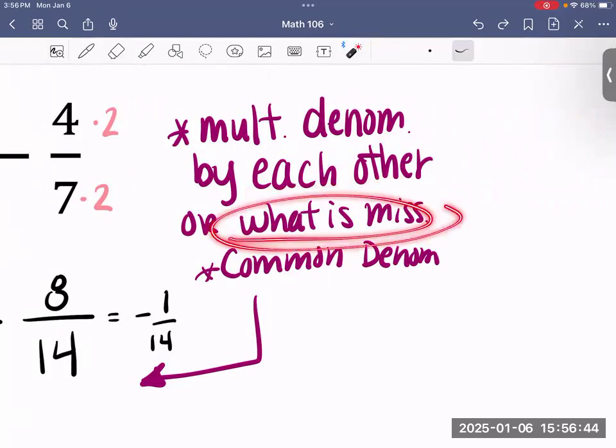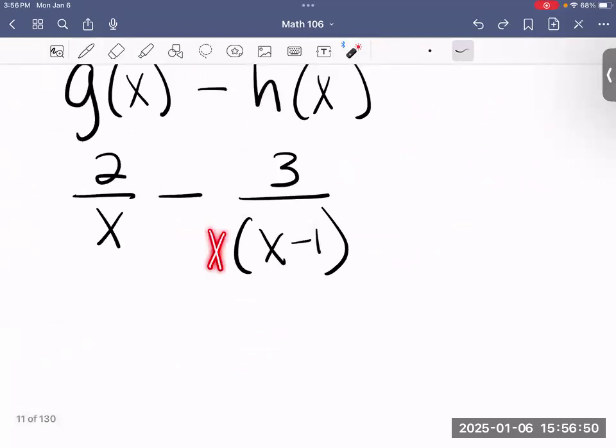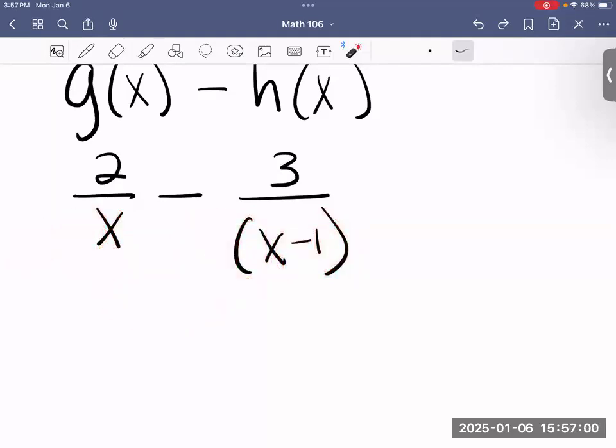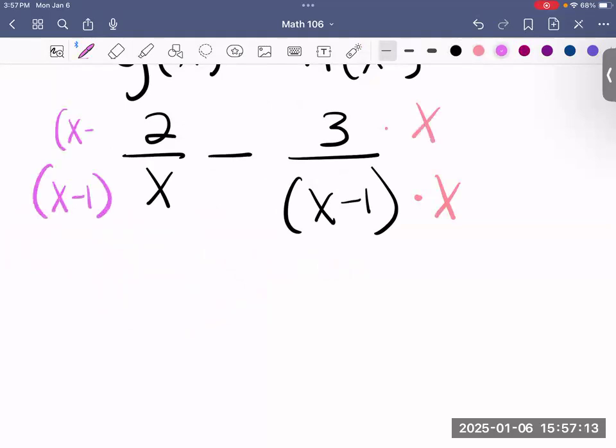And what I mean by what's missing is that if this was already factored, let's say this already had an x, and then this is x minus 1. This x represents this one right here because it's on the outside of that parentheses, meaning that it is only missing the x minus 1 to match. But for us, we have nothing in common, meaning that this one needs to be multiplied by an x. What you do to the bottom, you do to the top. And this one needs an x minus 1.